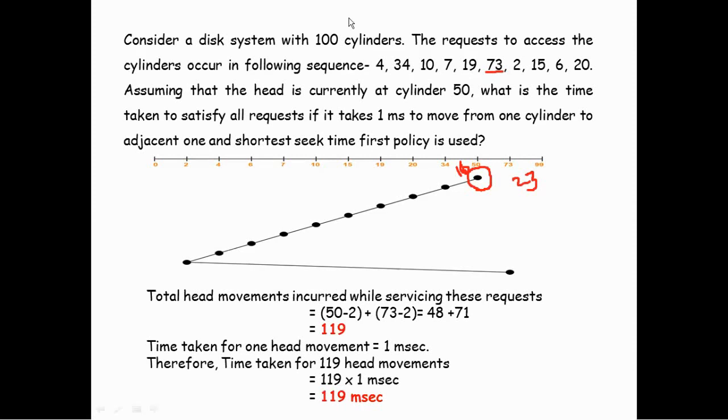Suppose the time taken to move from one cylinder to the adjacent one is given as 2 milliseconds, then we need to multiply 119 by 2. This is the way the time taken for all the head movements is computed.